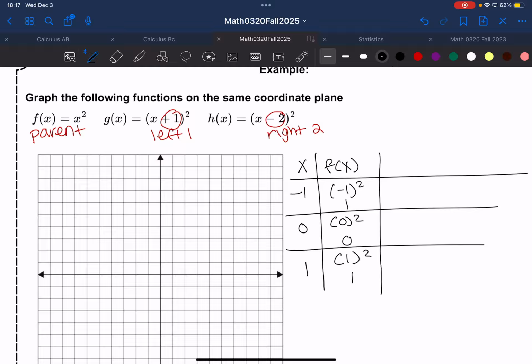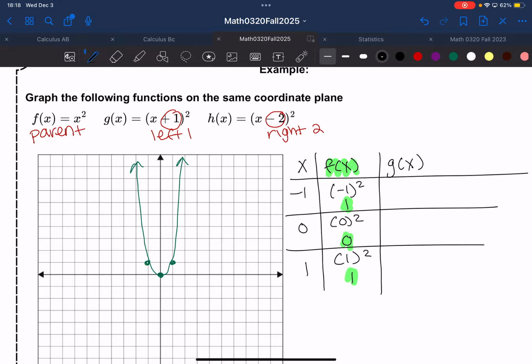If it helps, we could also stop there in our table and graph this one first. So if I was to graph this, this would be -1, 1, 0, 0, 1, 1. There's my parent function. Then I could go on and continue with g of x. That way I'm not confusing all of those numbers. So either way that helps.